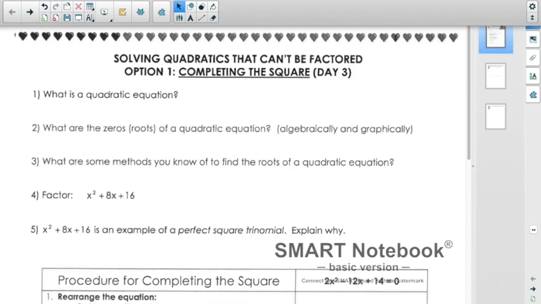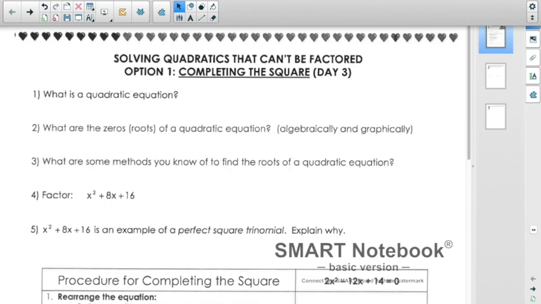Here is day 3 of quadratics. And this lesson today is the first lesson in which we see where a quadratic can't be factored. In other words, if I tried to use the x method, it's not going to come out to a nice number that I can use the x method with. Well, thankfully, there's different techniques that we can use, not only x method, to factor out these quadratics.